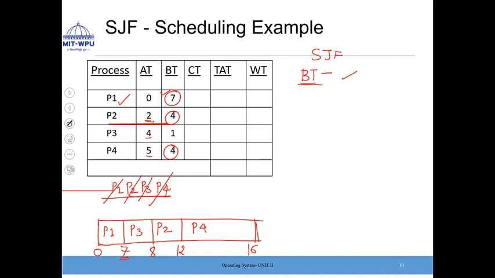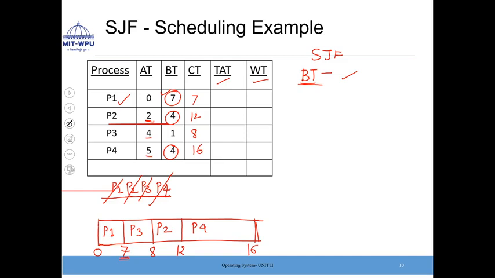Now with the help of this Gantt chart, let us find out the completion time of the respective processes. P1 has completion time 7. P2 has completion time 12. P3 has completion time 8. And P4 has completion time 16. These are the completion times we have calculated for the processes. Let us go on to calculating turnaround time and waiting time.